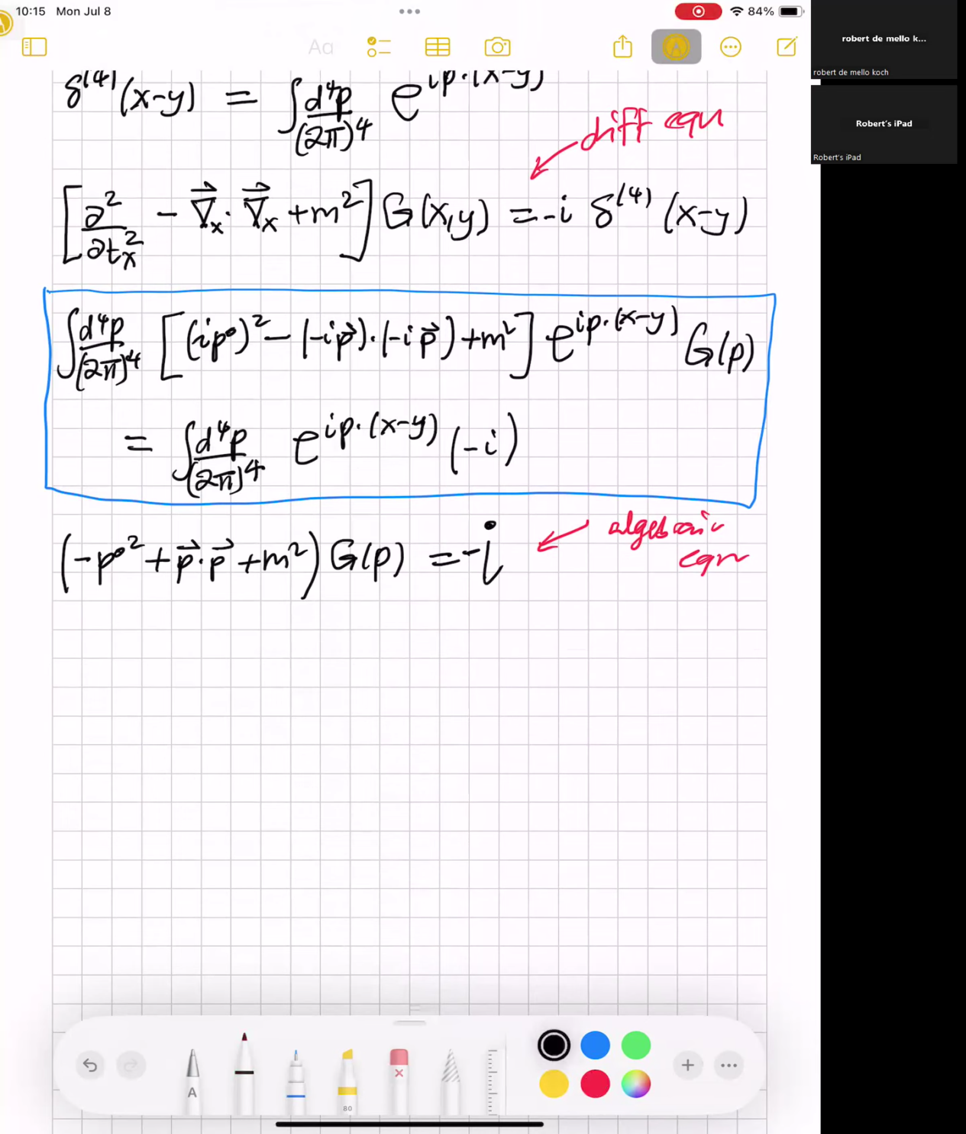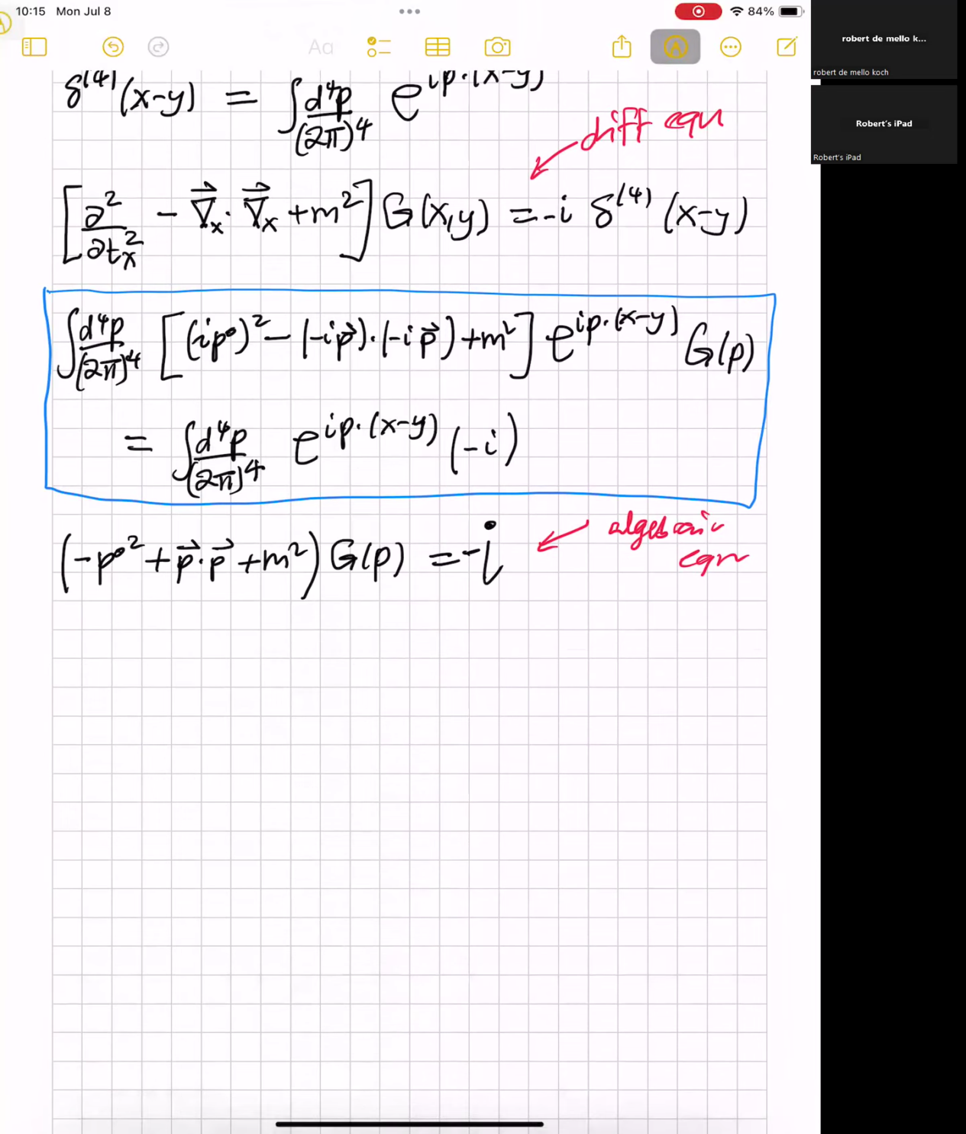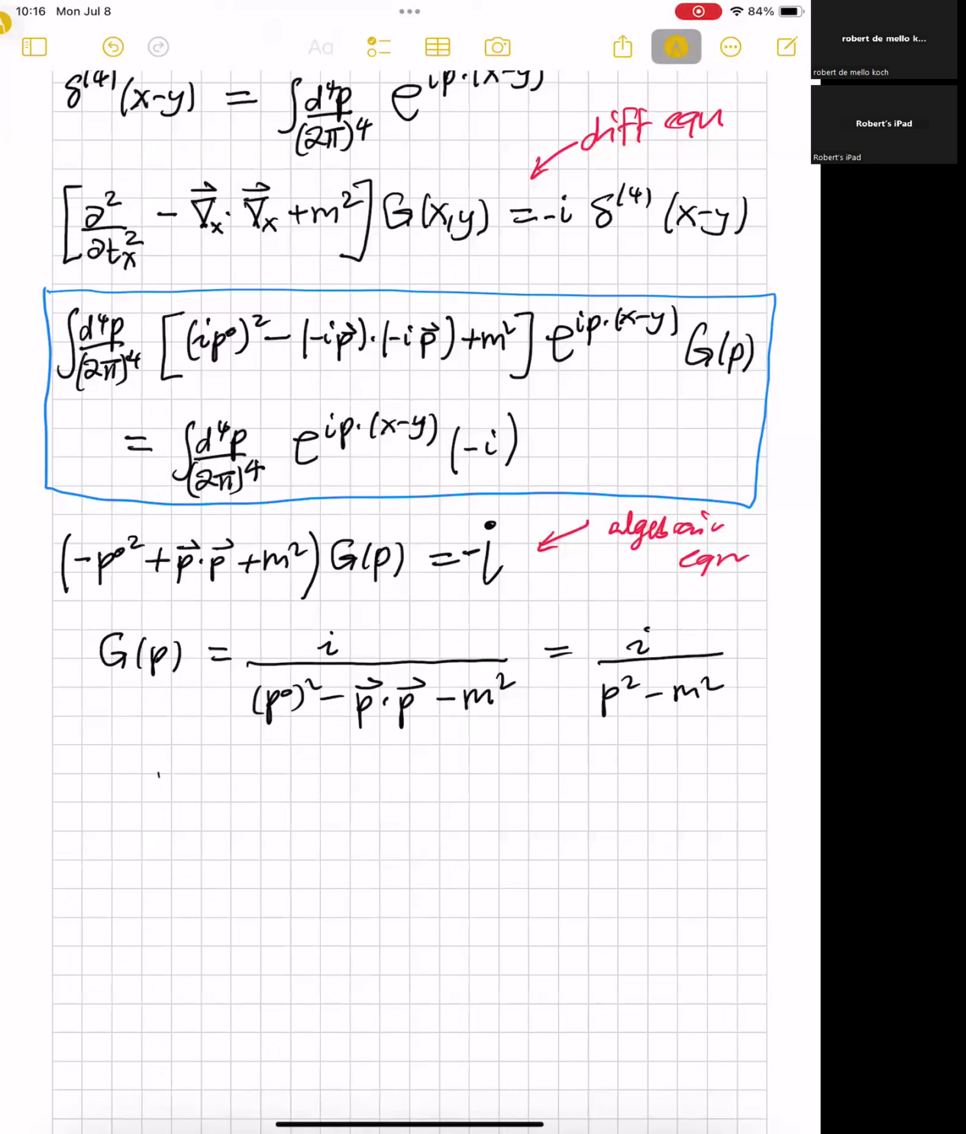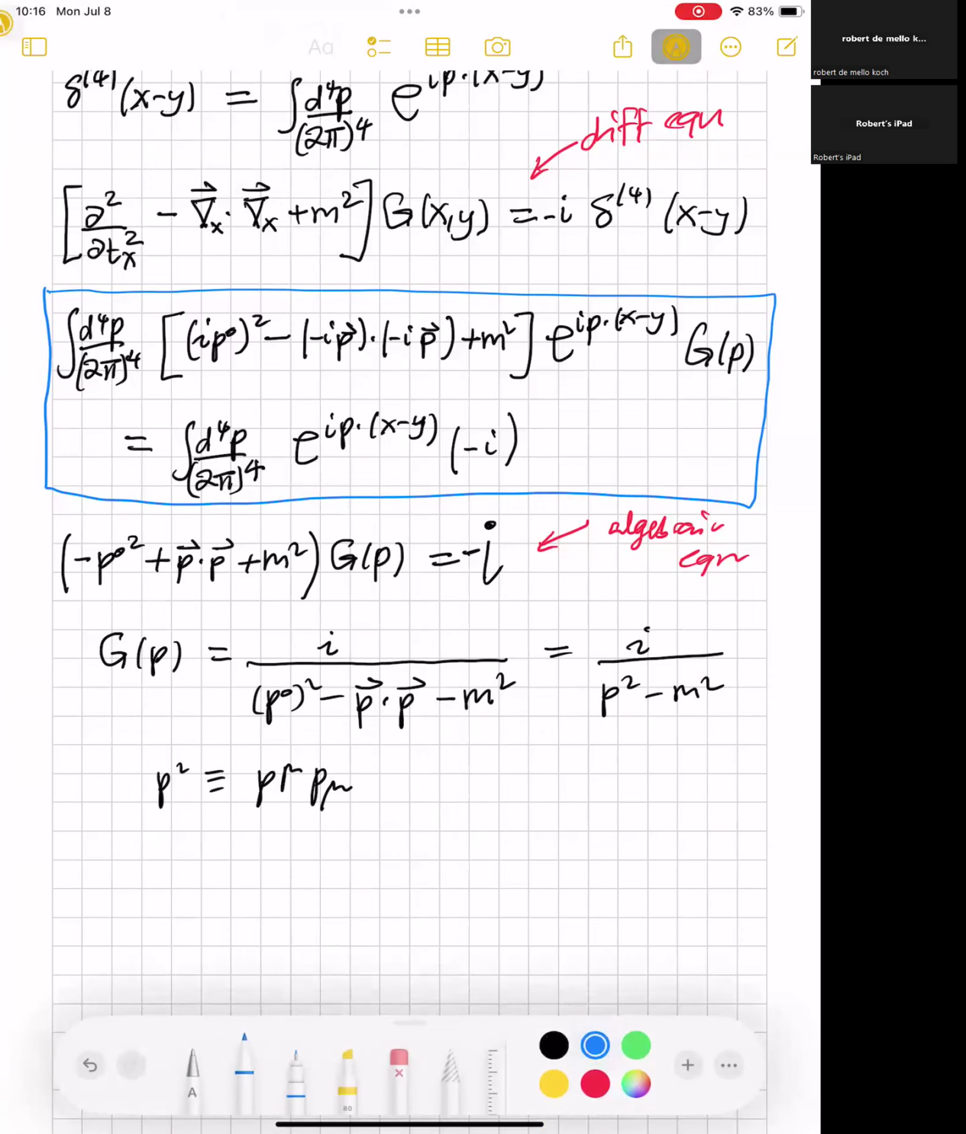But look how easy it is now to solve this equation. Well, we learn that g of p is just equal to i over p naught squared minus p dot p minus m squared, which can also be written as i over p squared minus m squared. And as usual, by p squared, we mean p mu p mu. Okay, so that's what g of p is. So nice, easy solution.